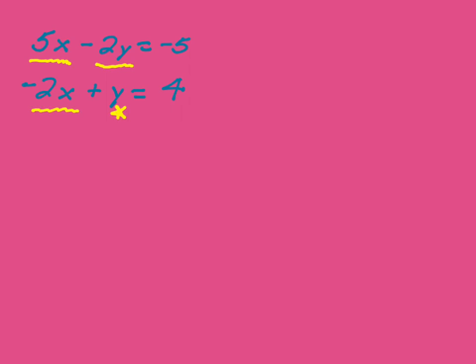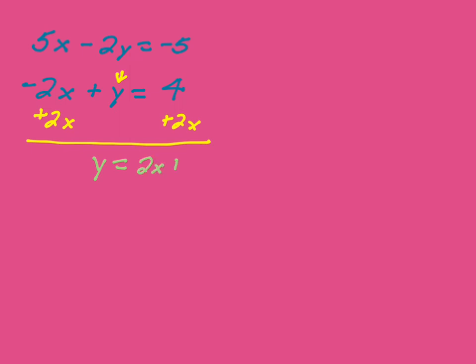Let's take this second equation right here, and let's go ahead and get this y by itself. Now to do that, all I need to do is add the 2x over to both sides. And so I get this new equation that we'll put in green here. That's going to be y equals 2x plus 4.